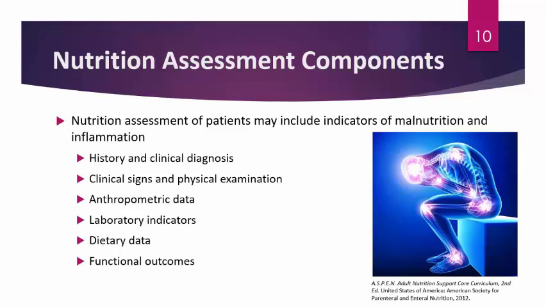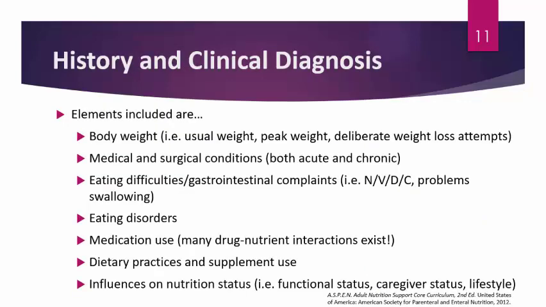Now, in terms of each of these different parameters, the list can go on and on regarding what things you can actually see or assess in your patient, given the limitation that we have one week to discuss this. Your textbook has a lot of great examples of different aspects of each of these components, and I'll highlight a few of them as we talk about each component. So the first thing we're going to talk about is history and clinical diagnosis.